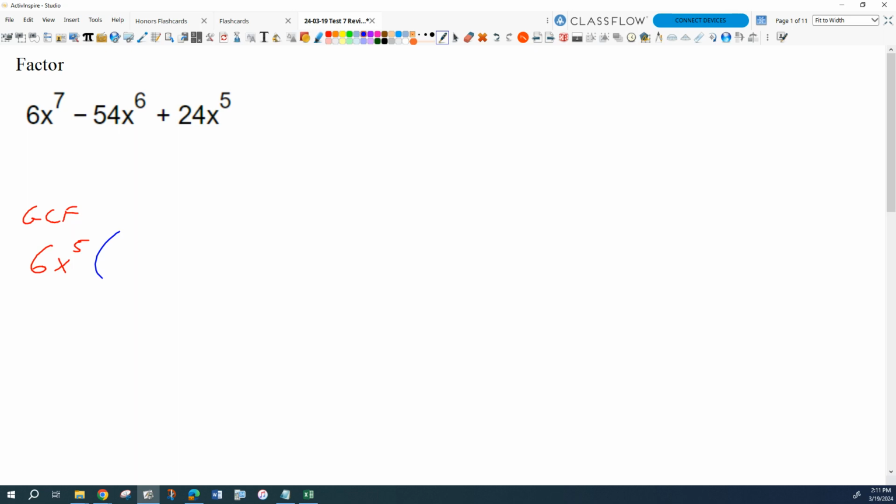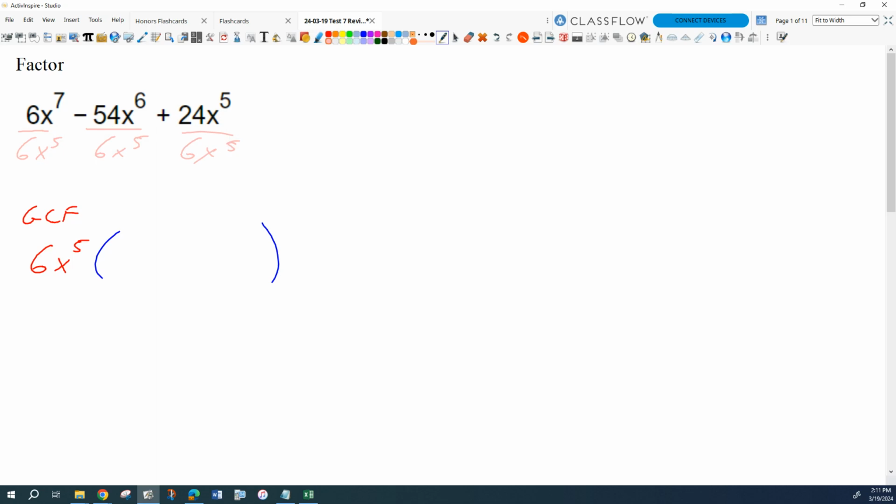Now, if I want to know what's left behind, people do this different ways. One way you can do it is you could play the distribution game where you just ask yourself 6x to the 5th times blank equals 6x to the 7th and fill in the blank, right? If that works for you, that's fine. But a foolproof way of doing it that always works is you could just divide each term by whatever your GCF was. So if we divide each one, remember this technique, 6x to the 5th was our GCF. So we'll just divide each term by 6x to the 5th.